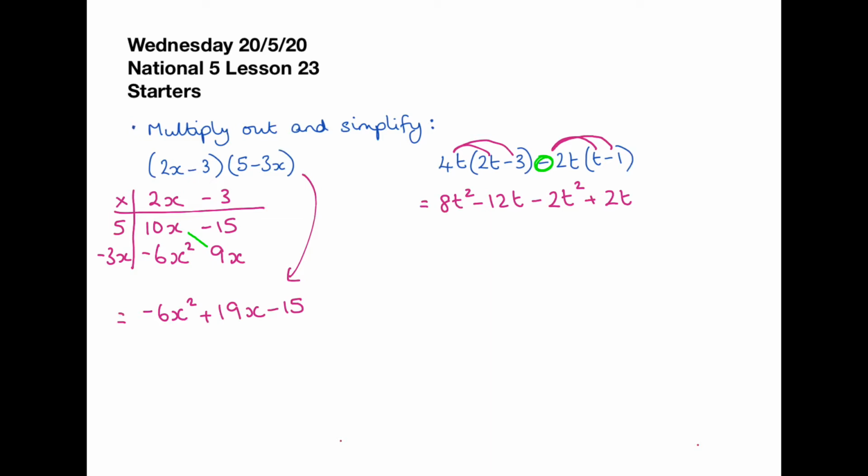Okay, so altogether, if we look in t squared, we've got 8t squared, take away 2t squared, so that's 6t squared. And then we've got minus 12t plus 2t, so that's minus 10t altogether. Okay, so remember, if you're not sure about any of these, just give me a shout and I can do a little extra lesson or send you more practice or describe how to do it or whatever.